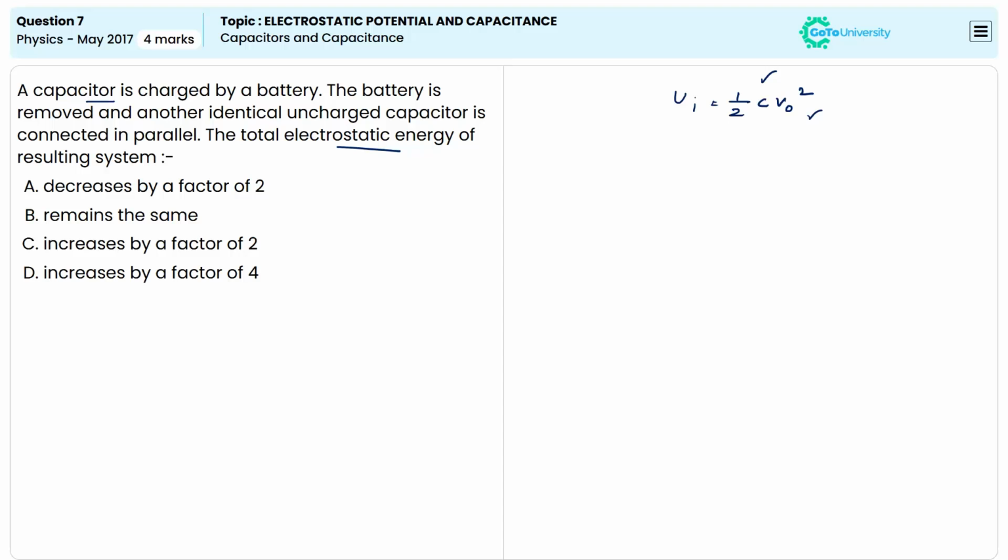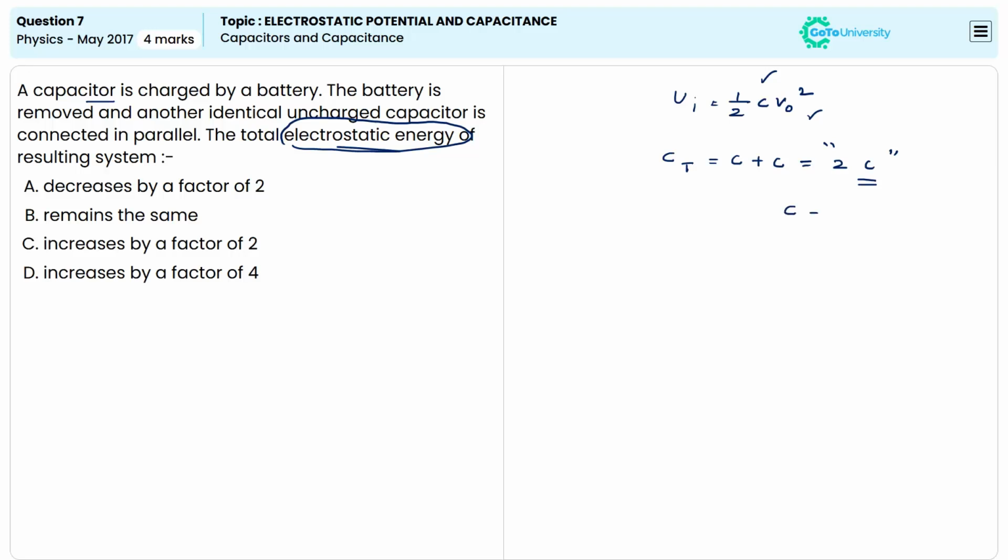After the battery is removed, an identical uncharged capacitor is connected in parallel with the first one. The total capacitance of the system will change, and it can be written as C plus C, which equals 2C. So here we know that the charge is conserved because it's given as electrostatic energy. Whenever we are calculating electrostatic energy, it means the charges are conserved. So at which point will the C value get changed?